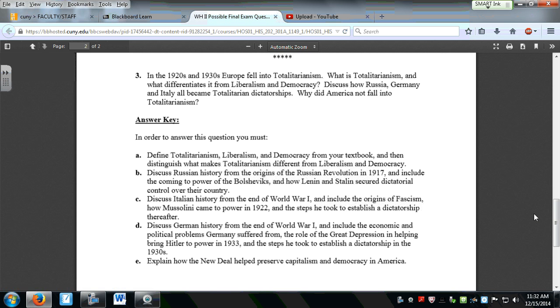In order to answer the Italian part, which is part C of the answer key, discuss Italian history from the end of World War I and include the origins of fascism, how Mussolini came to power, and the steps he took to establish a dictatorship thereafter. What does that mean? What was the condition of Italy at the end of World War I? They were a country that won the war, but the people were dissatisfied. Why? What was going on in Italy that made people so unhappy and have so little faith in their liberal democratic form of government that made them susceptible to the ideas of fascism?